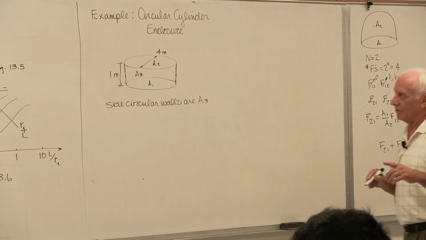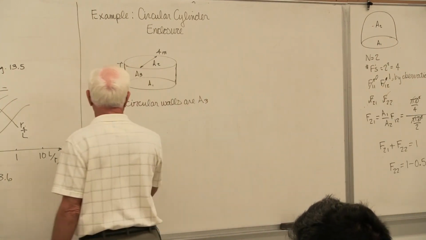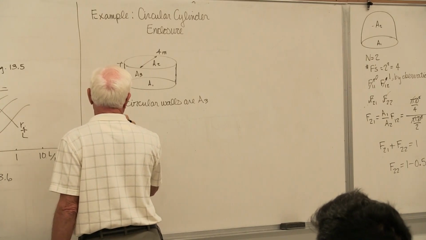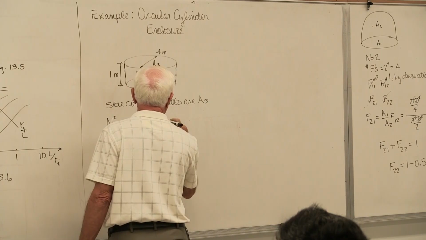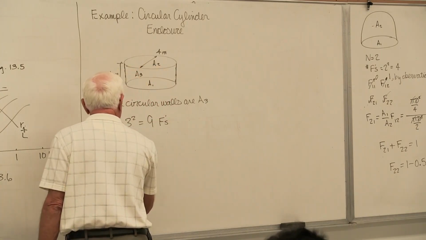All right, so here we go again. How many surfaces? 3. How many view factors? n squared, 3 squared, 9 F values. So 9 Fs, write them down.